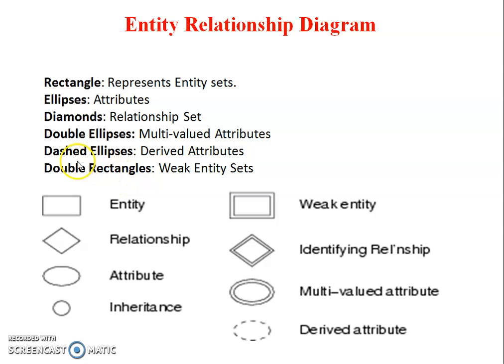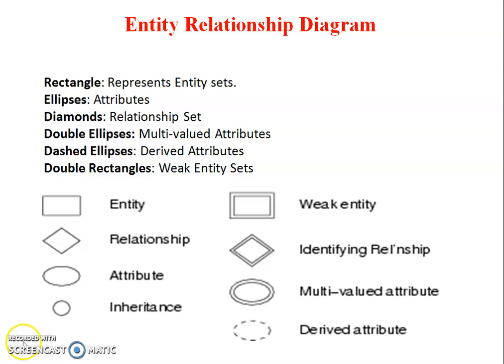Then the fifth one is the dashed ellipse. It represents a derived attribute. And the sixth one is the double rectangle. Double rectangle represents a weak entity set. It is useful when we draw the ER diagram. Got it? That is how to draw the ER diagram.